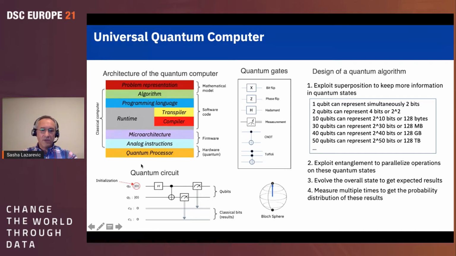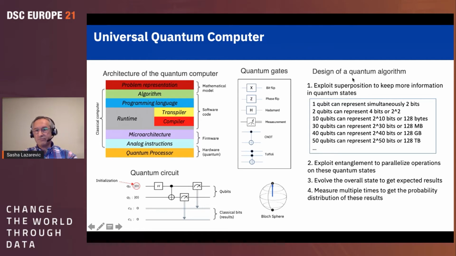And here we can see how it looks visually on a quantum circuit. These are 2 qubits here, and it goes from left to right. So here we have the Hadamard gate, CNOT, measurements, etc. And these double lines here represent bits. So the result of our computation is a bit string from these 2 bits.